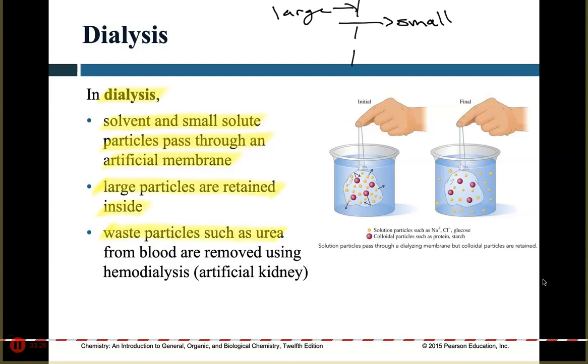Waste particles such as urea from the blood can be removed using hemodialysis, that is, blood dialysis. I'm not 100% sure how to break that etymology down, but that's basically what an artificial kidney does. It keeps behind good large molecules like cells, plasma, DNA, and I don't know what else is in blood. I'm not an MD at all. But smaller molecules can pass through, depending on how it's set up, maybe small molecules like urea would pass through and you just throw it out. So that's how you might use the theory of dialysis in a nursing setting.